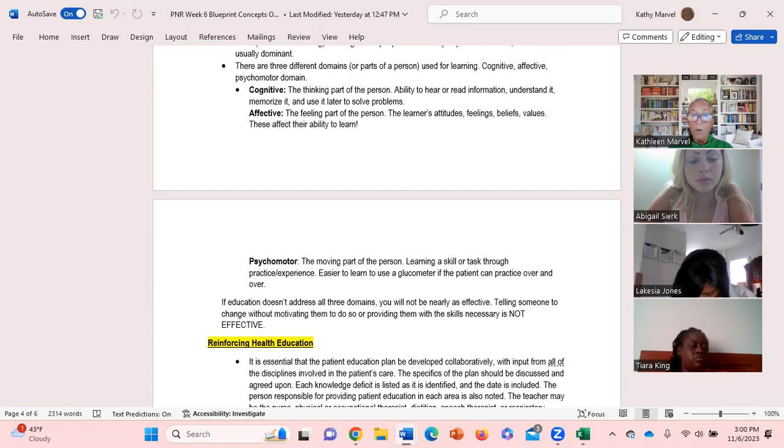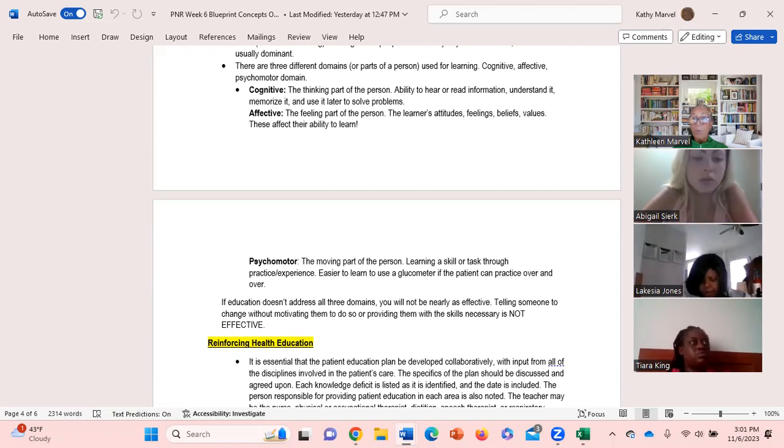And then psychomotor, that's the doing, right? So that is that teach back. The moving part, learning a skill or a task through practice and experience. And you're going to get asked about these on the next exam, so know these. But remember, psychomotor is doing. It's not believing in what you're doing. That's affective. Psychomotor is the actual doing.